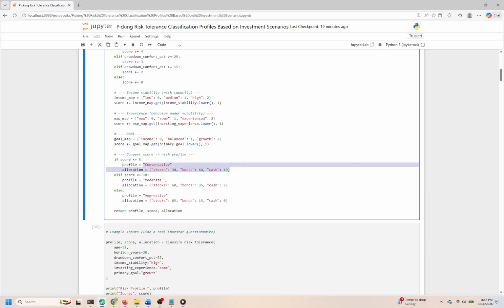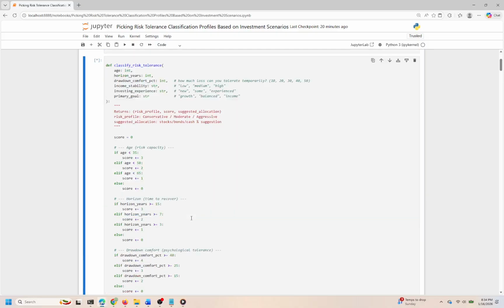This function stands as a valuable tool for tailoring investment strategies to meet individual needs. In the upcoming cell, we will likely explore how to apply this function using real data inputs, enhancing our understanding of different risk profiles and their implications for portfolio management.